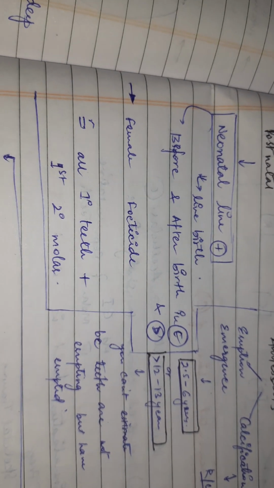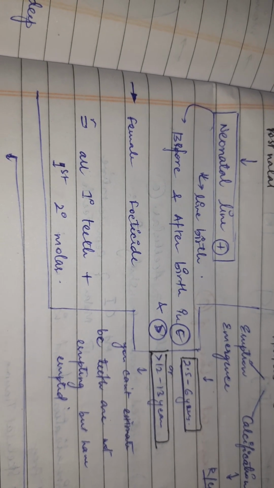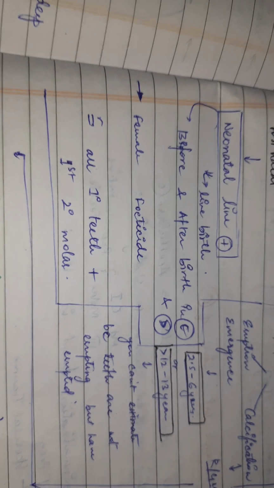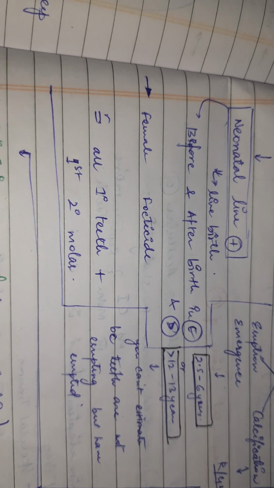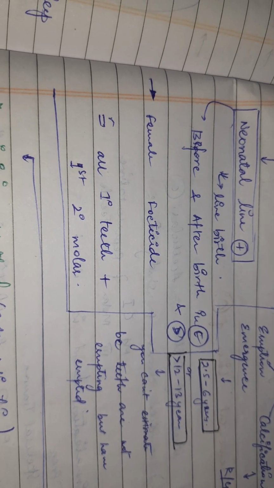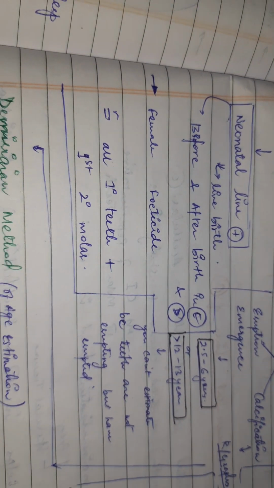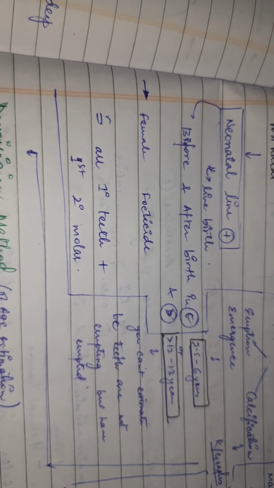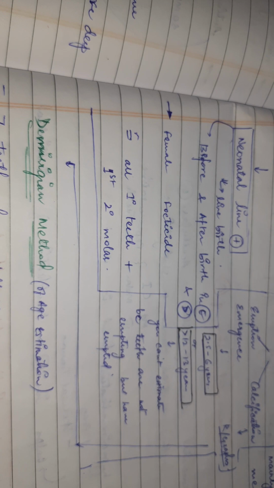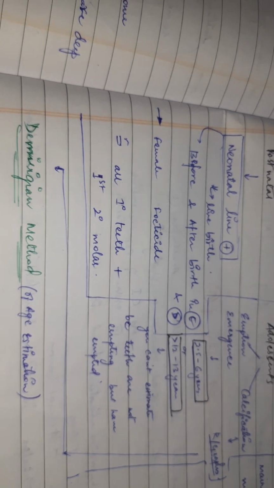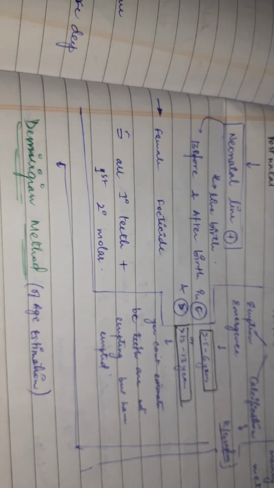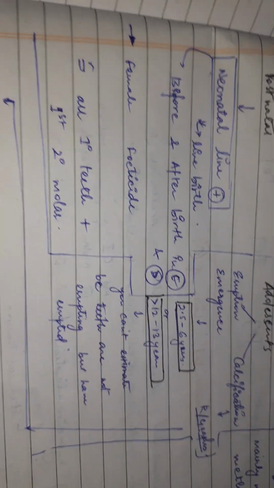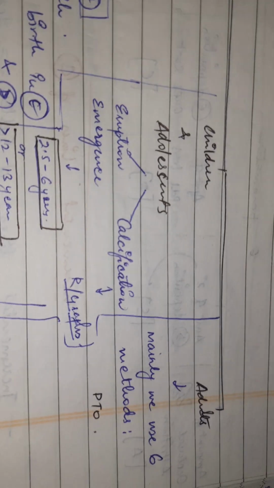The neonatal line is seen in all primary teeth and the first secondary molar, both mandibular and maxillary, that is, the first molar in secondary dentition and all primary teeth. Okay, then we have how to identify children.